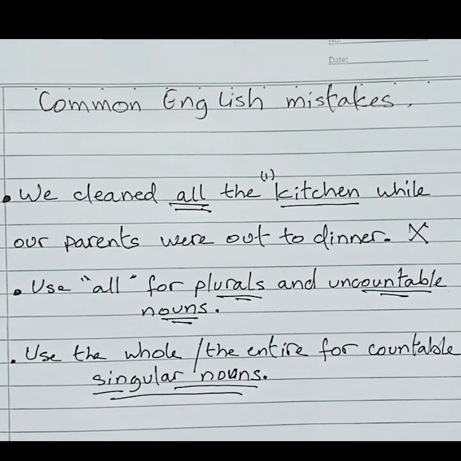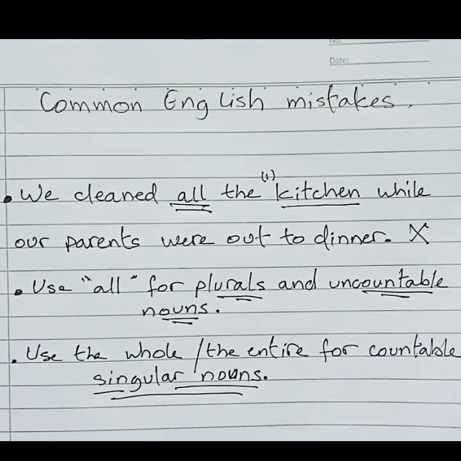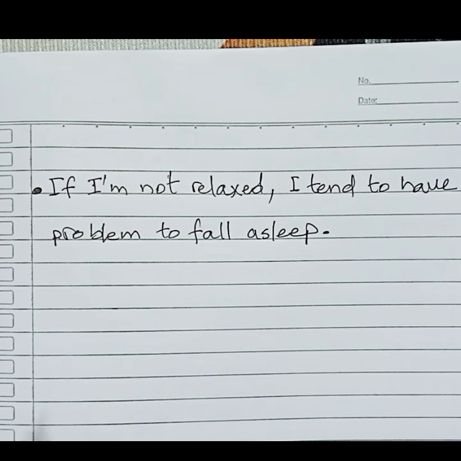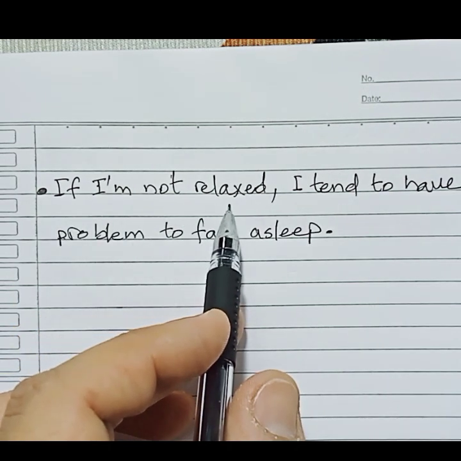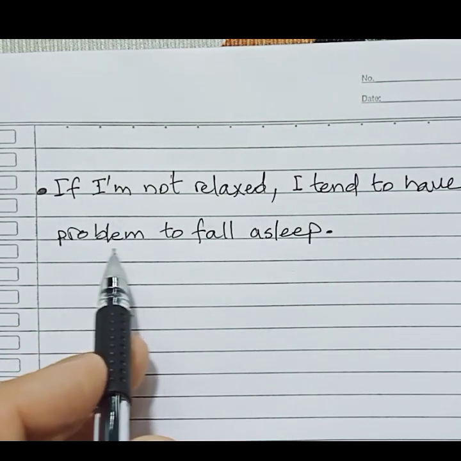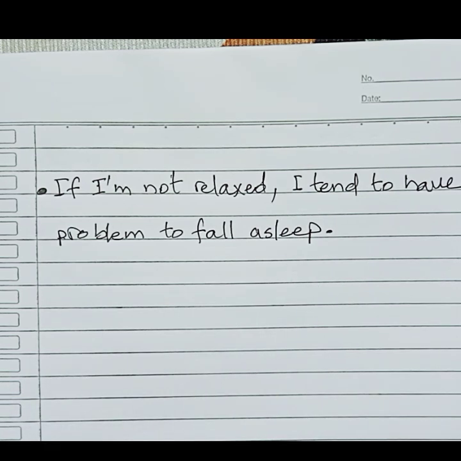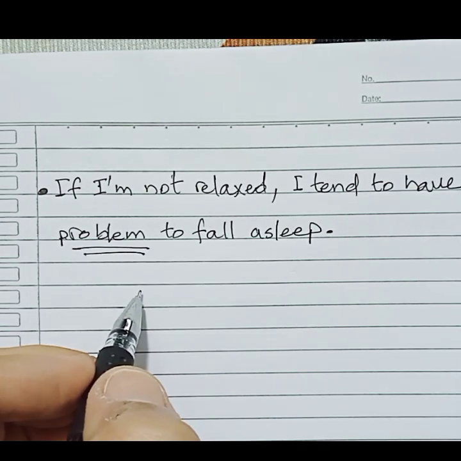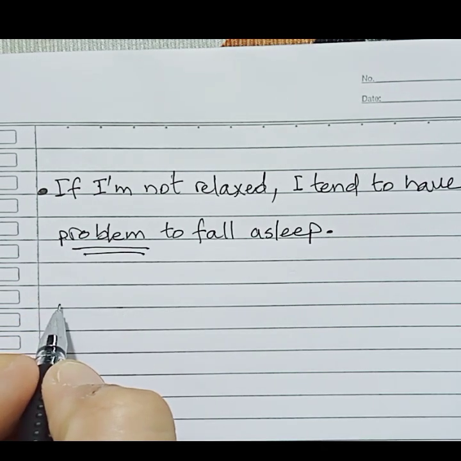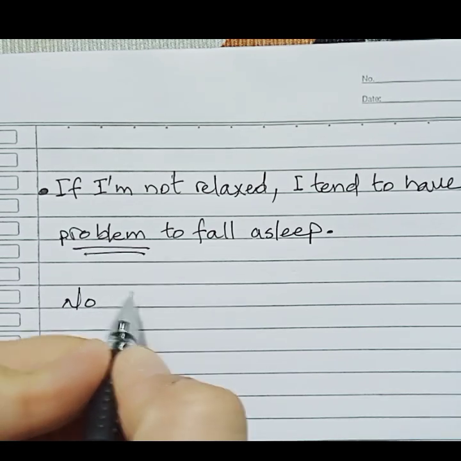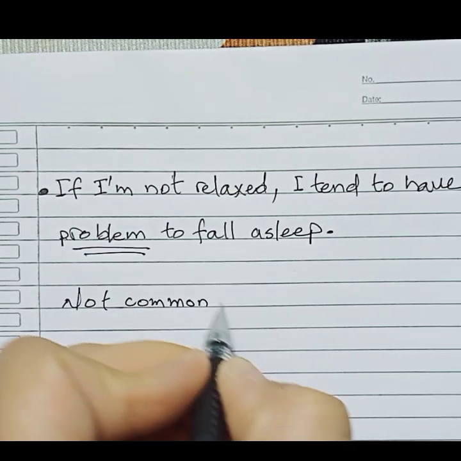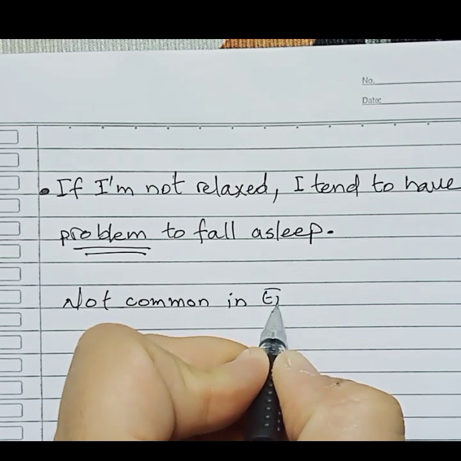Move on to another sentence. Sentence 2 for today. And the sentence says, if I'm not relaxed, I tend to have problem to fall asleep. If I'm not relaxed, I tend to have problem to fall asleep. What's the problem? The problem is problem. It's a problem to say, I tend to have problem to fall asleep. Why? Simply because it's not common in English to use the word problem with sleeping.